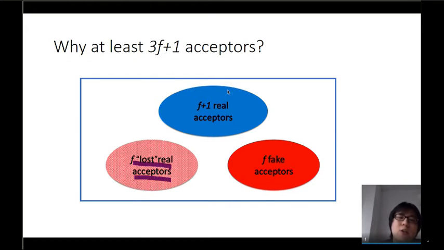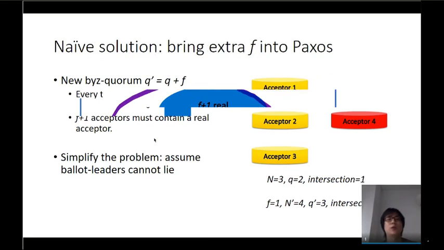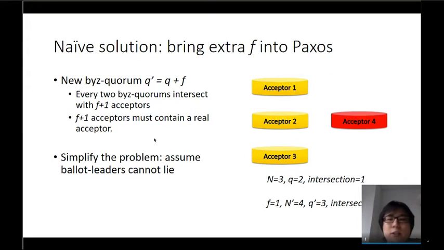Looking at this picture, it reminds us that these F plus 1 real acceptors and F lost real acceptors actually form the 2F plus 1 acceptors, what we did in Paxos. So the natural thinking is, can we just add these F acceptors into the Paxos protocol and adjust the quorum size in the Paxos protocol? So, we can be fine. It works like this. In this naive solution, we have extra fake acceptors in the system, but we just increase the quorum size.